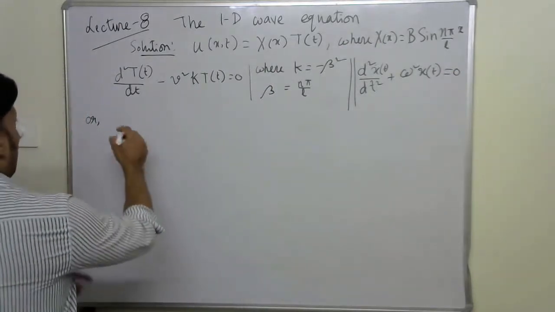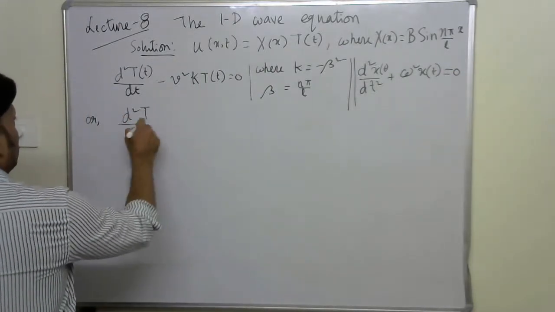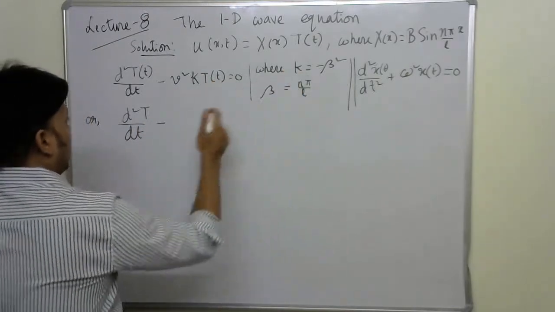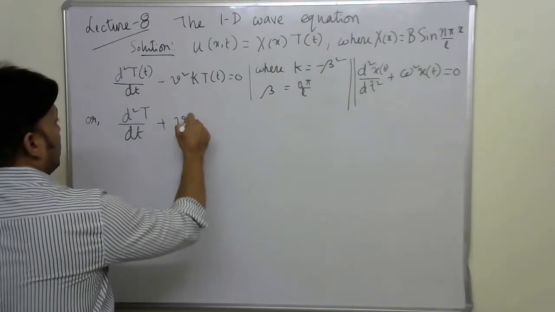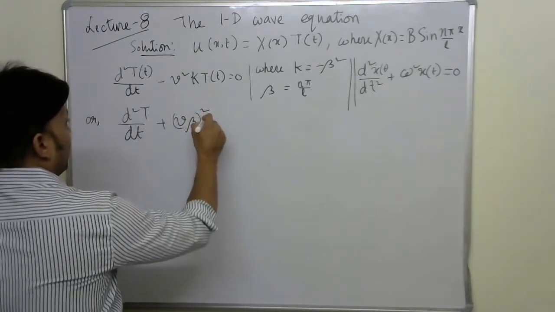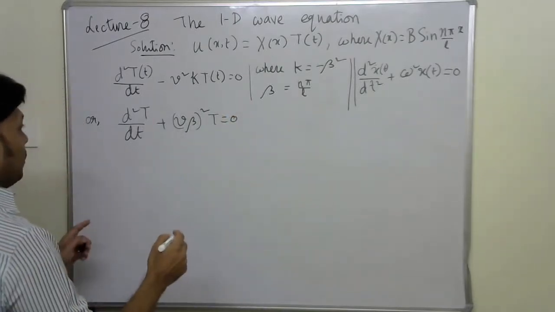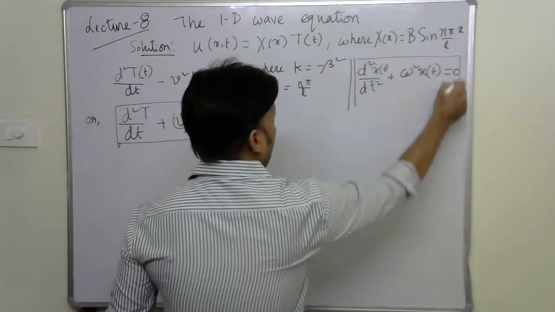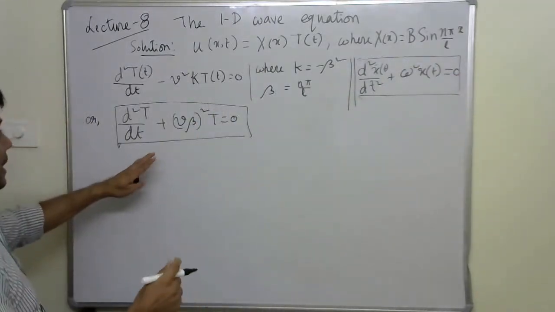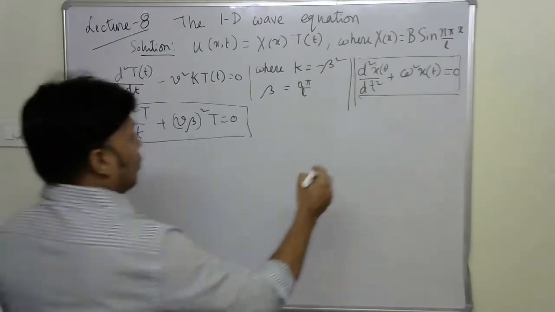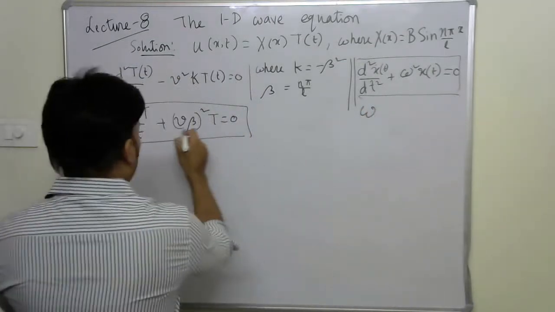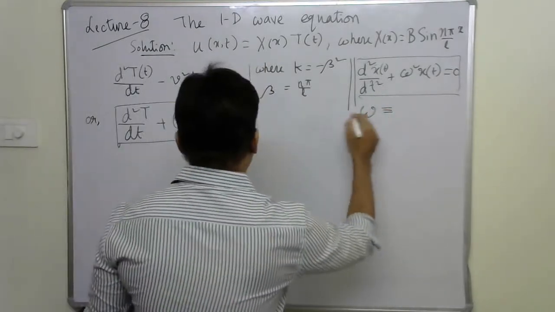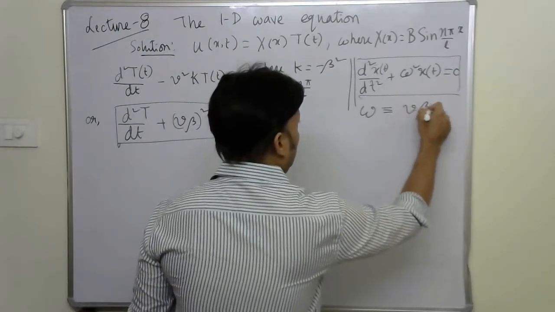Okay, so now we can write that this function, if we put the value of k as negative beta square, becomes d²T/dt² plus v beta whole square T is equal to 0. So what we get here is that this equation actually corresponds to this equation. Okay, so this represents again a simple harmonic oscillation. So we can correlate that here omega square and v beta square perform the same function. So that means omega is nothing but v beta.